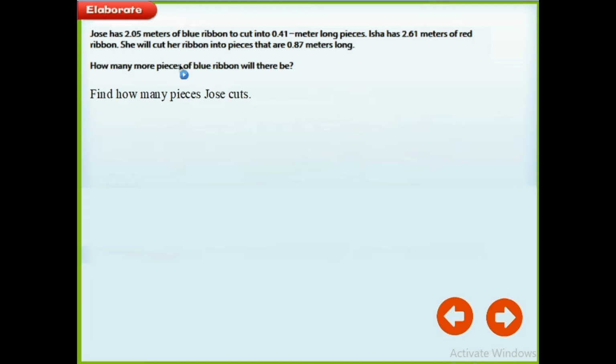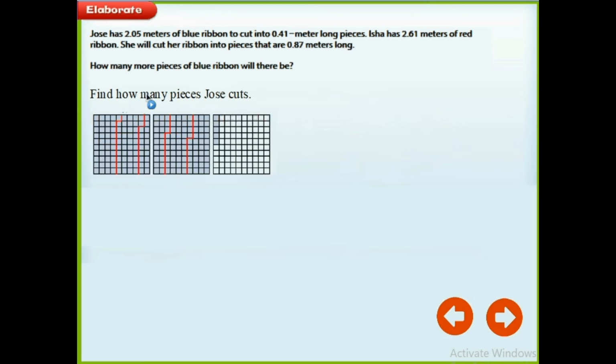To find the number of blue pieces, you can show 2 boxes and a third box with 5 hundredths to represent 2 and 5 hundredths. Next, let's cut apart the model to show groups of 41 hundredths. The number of groups is 5.